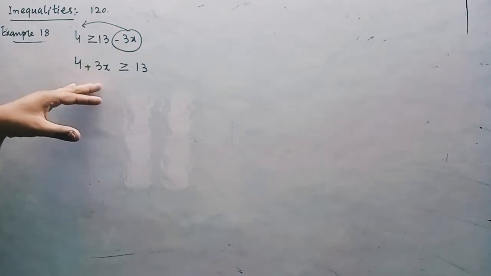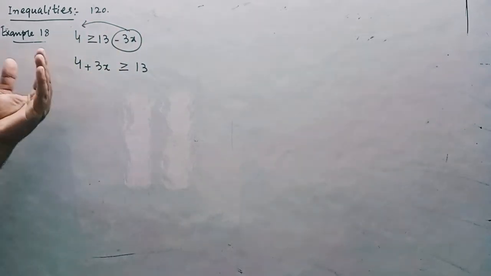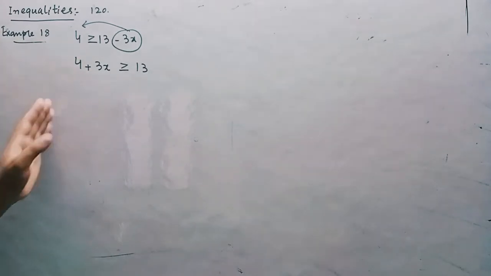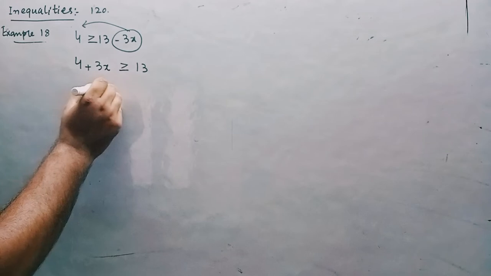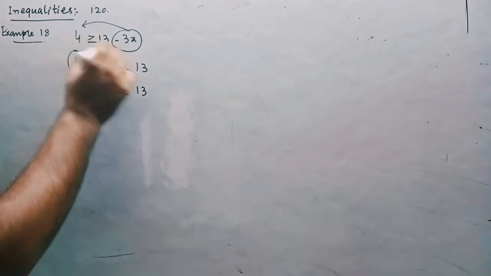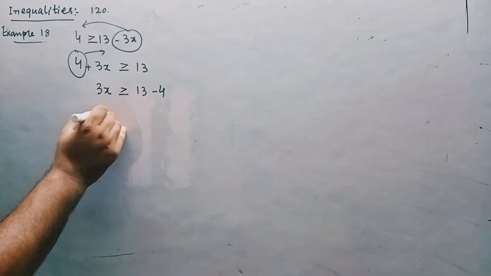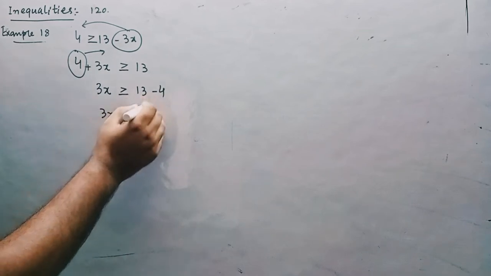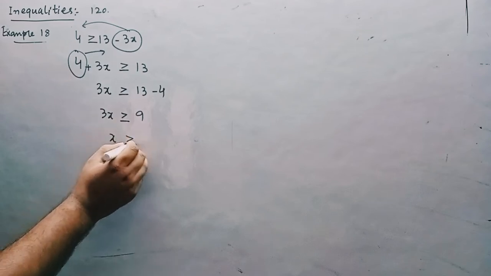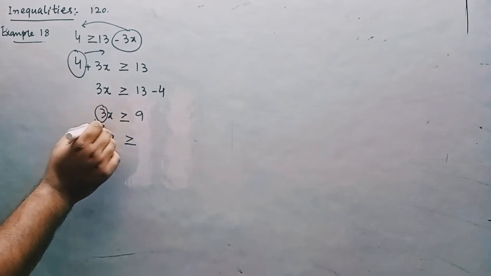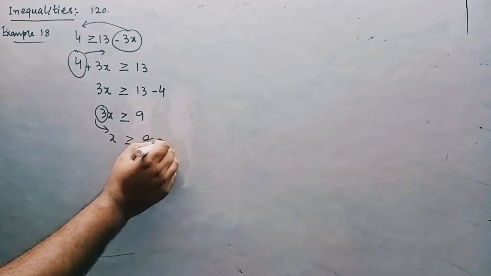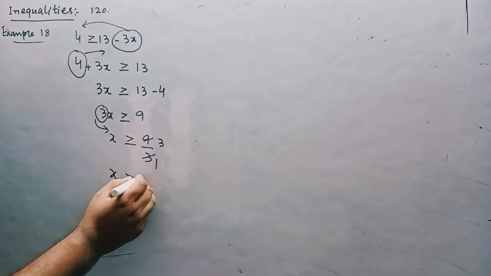Why? Because I need x on the left side. मेरे को x left side होना चाहिए. That's why I am transposing this here. Then 3x is greater or equal to 13. अब मैं इसको transpose करने जा रहा हूँ. It will become minus 4. So 3x is greater or equal to, what is left here? It's 9. So x is greater or equal to, अब मैं this 3 को transpose करने जा रहा हूँ. It will become 9 by 3. 3 1s are 3, 3 3s are 9. So x is greater or equal to 3.